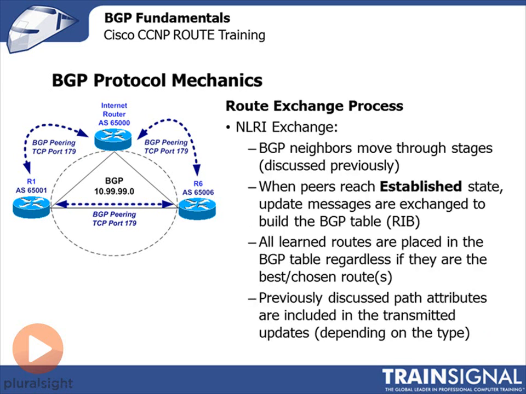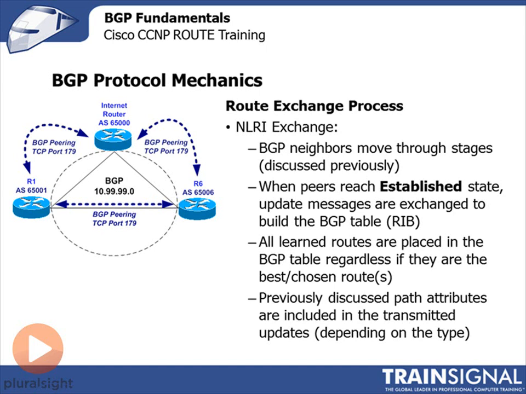So we've talked a little bit about path attributes. Now we're just going to talk a little bit about how route exchange is done, the network layer reachability information. Obviously, as we talked about before, the BGP neighbors go through the different stages, finally reaching the established state. And once that happens, update messages are sent to build the BGP table, which is also called the RIB, or routing information base, as we talked about earlier.